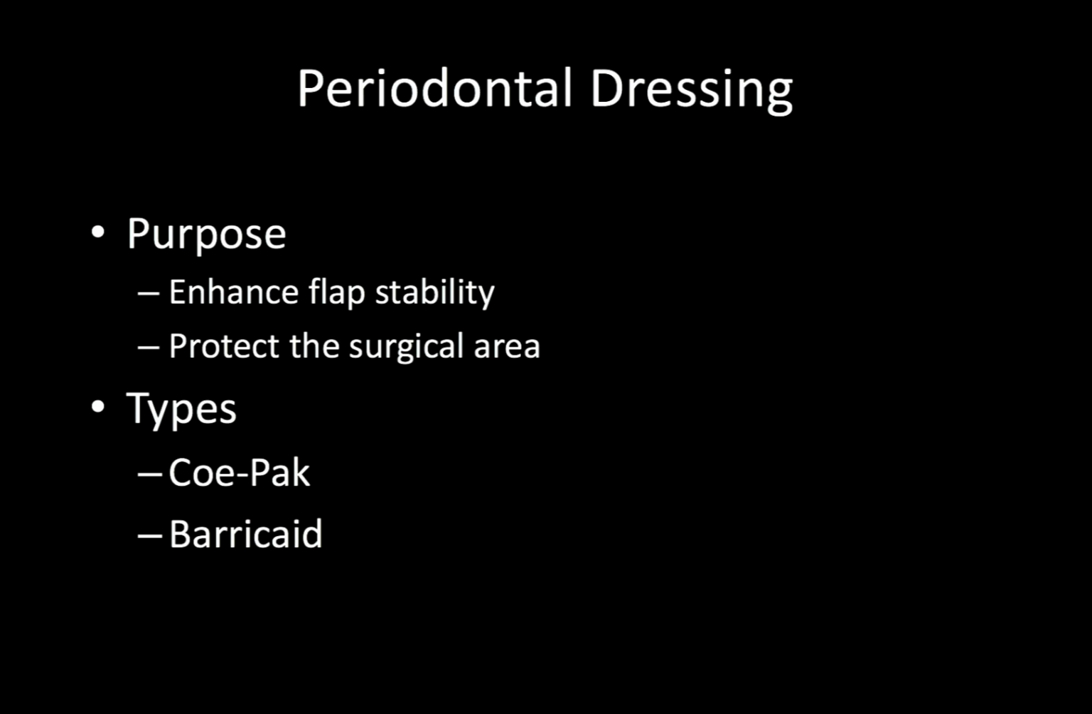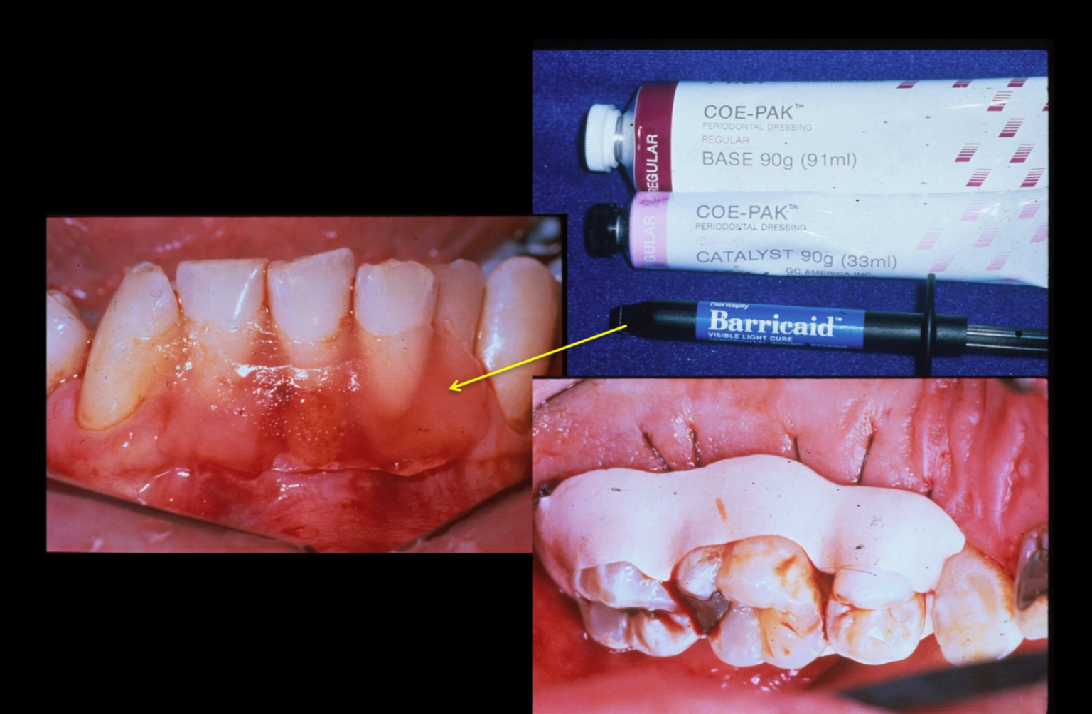Last, I would like to discuss the use of periodontal dressings. Periodontal dressings can be considered for use to enhance flap stability and protect the surgical area. There are two types that we typically use, Coe-Pak and Barricade. Most periodontal dressings currently in use are eugenol-free and are either a two-paste chemical cure material containing zinc oxide, mineral oils, rosin, and a bacteriostatic agent, or a fungicidal agent.